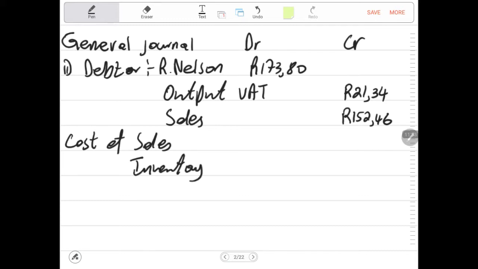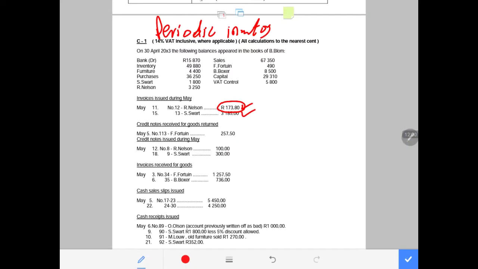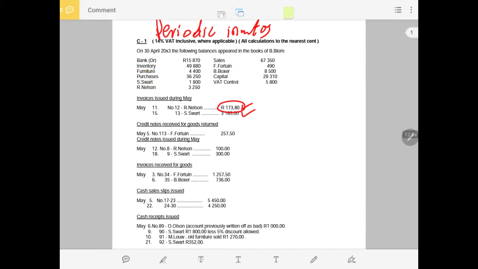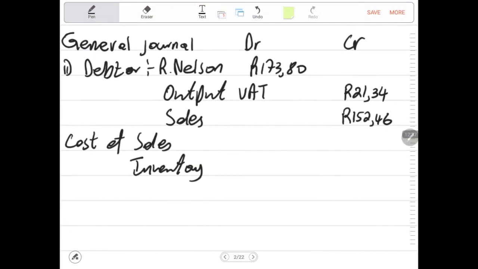Why am I saying this is periodic, not perpetual, yet it's not specified? It is because under our opening balances, we have the transaction that says purchases. The term purchases is used in the periodic inventory system. In the perpetual, we say inventory, we don't say purchases. So because of the word purchases, it is definitely the periodic inventory system, meaning cost of sales will be calculated at the end of the accounting period, not during the accounting period. Now we have done that.